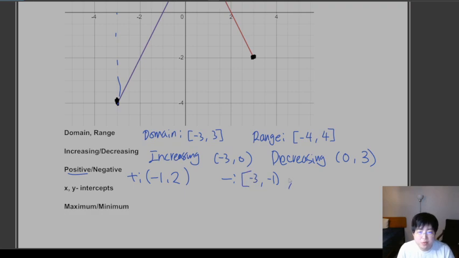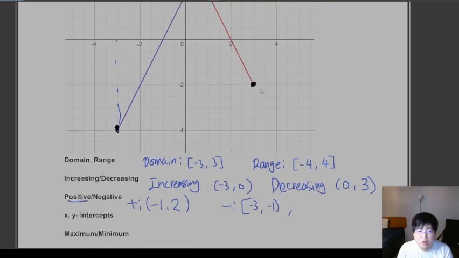And there's one more interval here where the function is negative, right? So that's when x is greater than 2 and less than or equal to 3, okay? So x greater than 2 and less than or equal to 3 is another negative portion of this function.